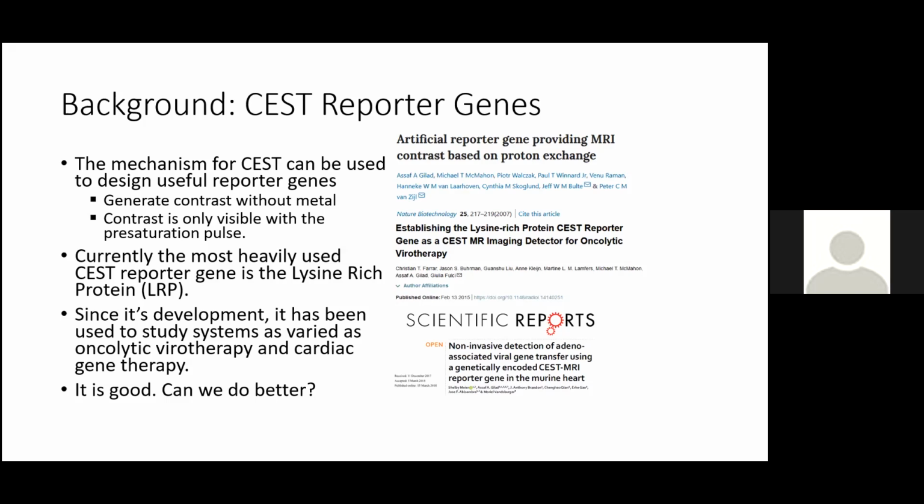Right now, the most heavily used CEST reporter gene is the lysine-rich protein, or LRP. It's been used in a variety of different ways to study different systems, such as oncolytic biotherapy or gene therapy in the heart. And it's good at what it does, but as a scientist and an engineer, we have to ask ourselves, can we do better?